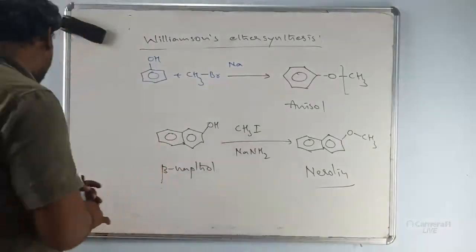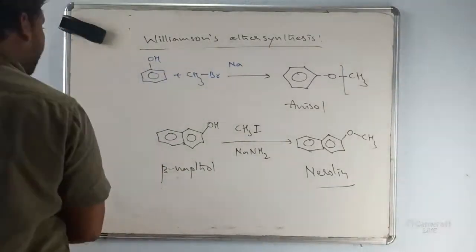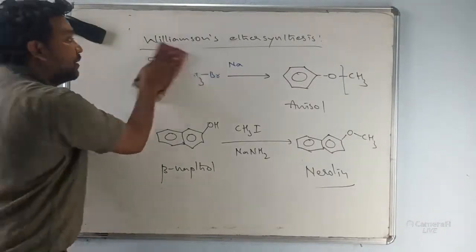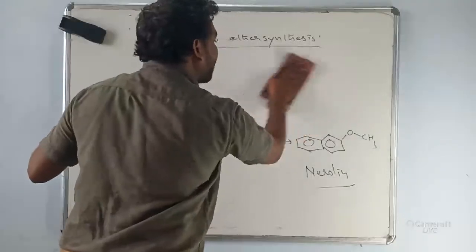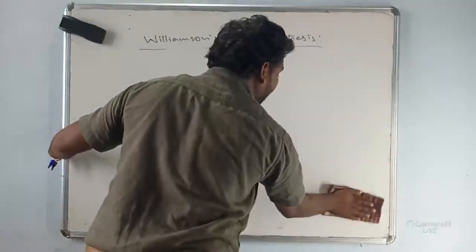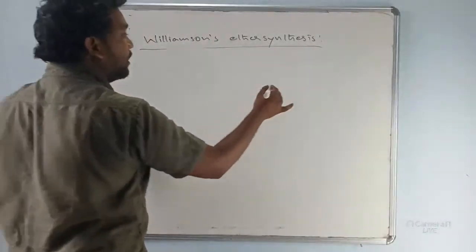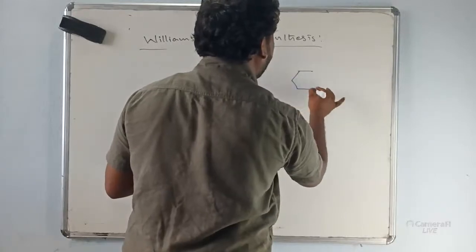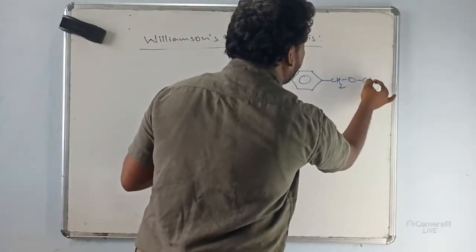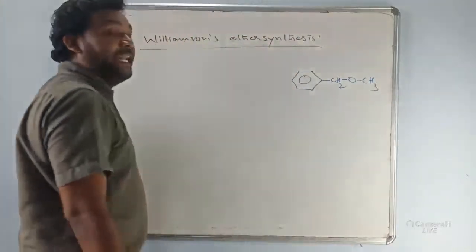Now, fine. Let me tell you some other important things. Clear? Right. Some more reactions are there in this Williamson synthesis, important things to understand. Suppose this molecule is there, C6H5CH2OCH3, benzyl methyl ether.